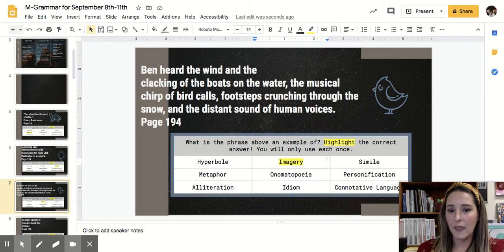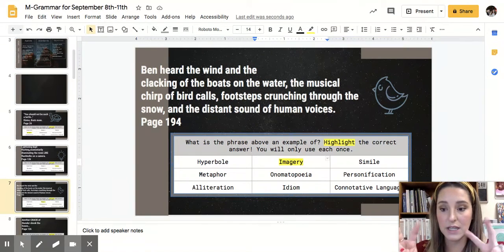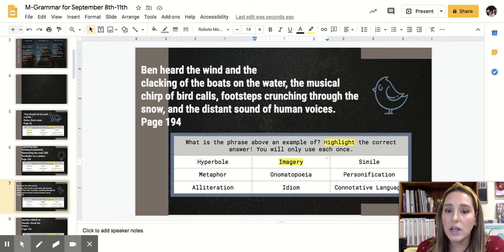All right, Ben heard the wind and the clacking of the boats. What is clacking? Onomatopoeia, sound words, right? The musical chirp of bird calls. We could consider that to be a little bit personified. Musical chirp, musical, even though birds make sounds and music, it's not necessarily what they do. Crunching could be considered to be a sound word, onomatopoeia, through the snow and the distant sound of human voices. Now, we can find a few examples of the other figurative language pieces in here. But overall, the author is trying to paint a picture in your mind of the setting of the story, the setting of his dream, okay?